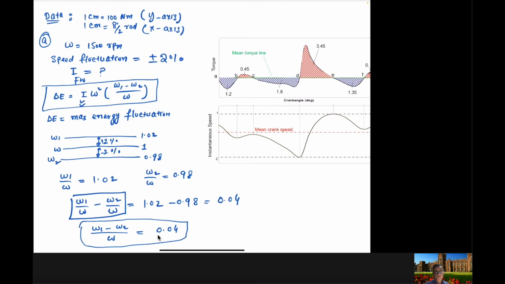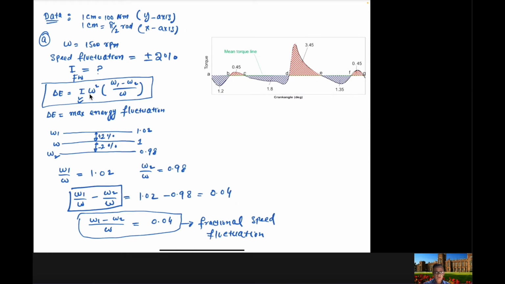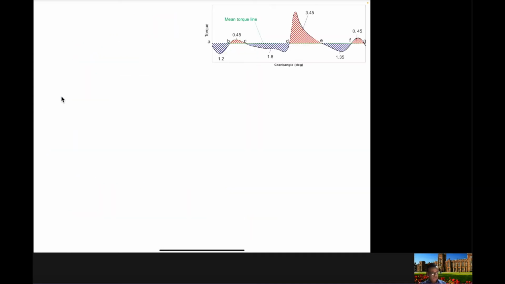So this means that if you are provided with the speed fluctuation, you can calculate this term here, which is what we call the fractional speed fluctuation. Two divided by omega, and we also know the value of omega. Now to calculate I, we also need to calculate delta E here, which we can calculate from the torque diagram here. So now if you consider the energy here is E.